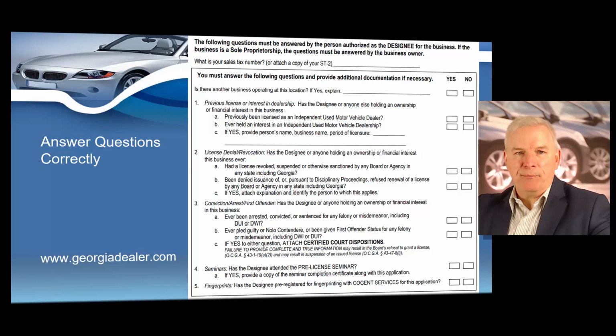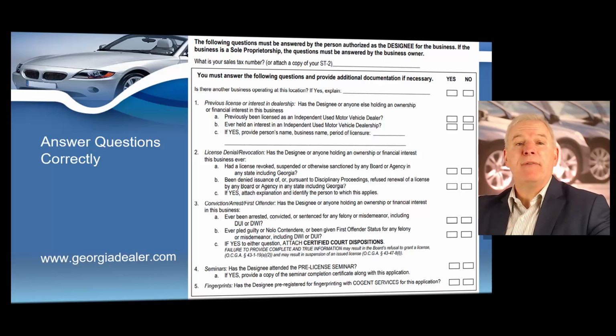Then you're asked if the designee or anyone holding an ownership interest or a financial interest in the dealership has ever been arrested, convicted, or sentenced for a felony or a misdemeanor, including DUI and DWI. Has anyone pled guilty to a felony or misdemeanor, including DUI or DWI? If yes, you must include what is known as a certified court disposition, which can usually be obtained in the county of the case if you do not have a copy of that already.